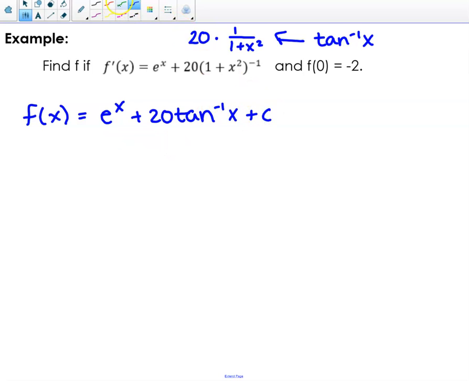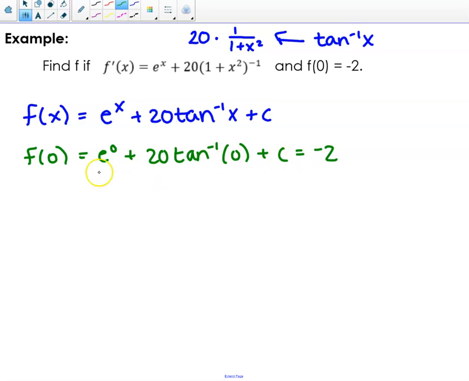But now we know information about f. They told us that f of 0 is negative 2. So we're going to plug in 0 for all of the x's, and then we will set it equal to negative 2, and we're going to solve for c. So e to the 0 is 1. Then we have plus 20.